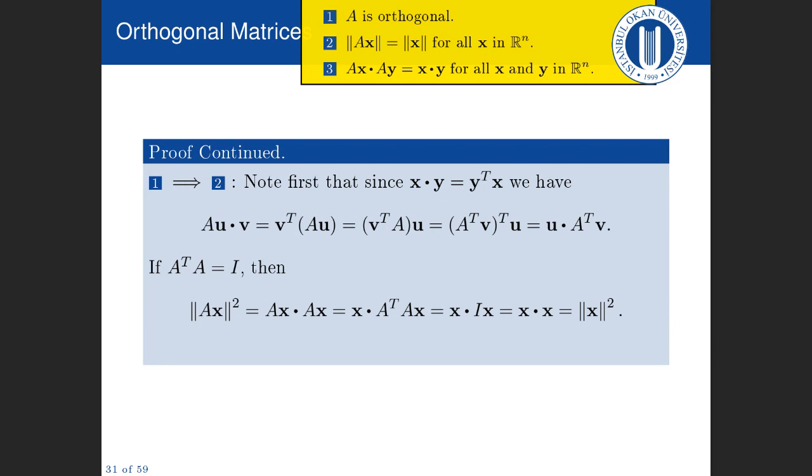That proves 1 implies 2. If A is orthogonal, then the norm of Ax is the same as the norm of x.